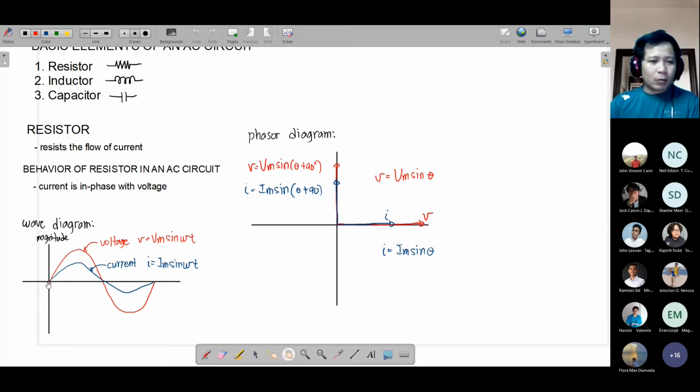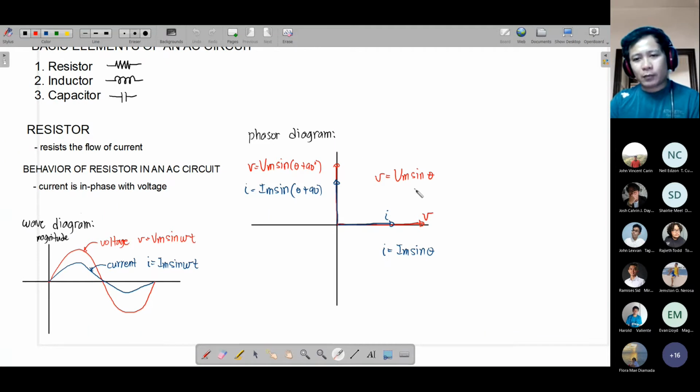So when your current starts, your voltage starts. When your current reaches positive maximum, your voltage reaches positive maximum. Okay? Then when current goes to zero, voltage also goes to zero. So everything is in phase, current and voltage. This is in terms of wave diagram, no? But in terms of phasor diagram, it will be like this. Wherever the current is, the voltage is there. Okay, always. I believe I've already given this as an example of in phase.